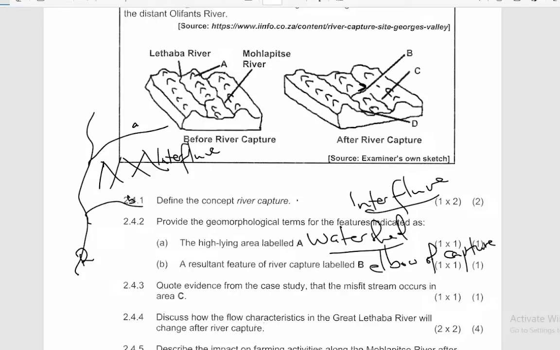That's the name that we give to that one. It's called the elbow. Elbow, it resembles the shape of an elbow of an arm. So it's an elbow of capture where stream piracy has actually taken place. It has taken place on an elbow, on a bend. So we call it an elbow of capture.